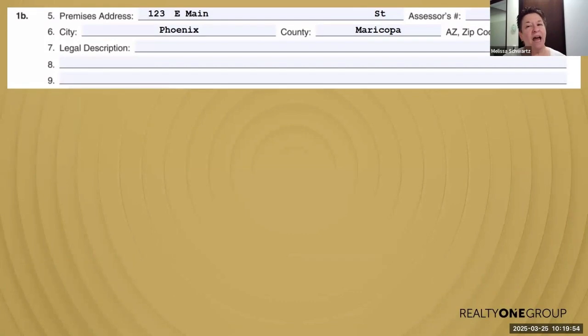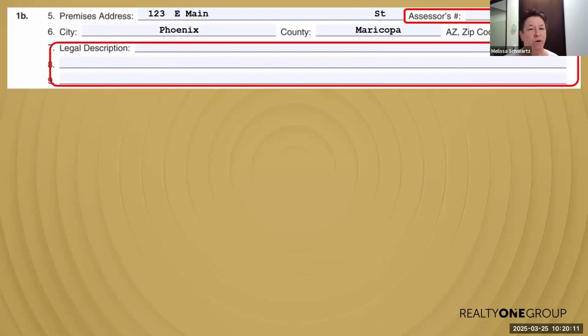So premises address, not a big deal, right? And so what is it that we actually sell properties by? The mailing address or the assessor number? Assessor number, right? The assessor number and the legal description are your keys to sell property. The title company really has a problem if you do not put an assessor number in there, because they need that assessor number to know that your buyer and seller are actually agreeing to sell the correct property, right?